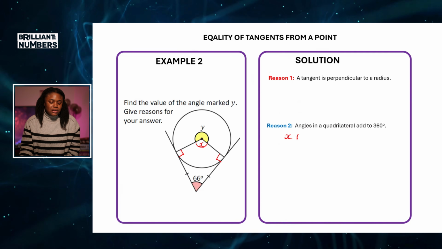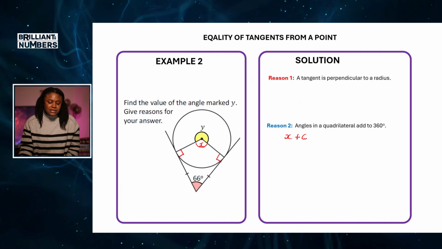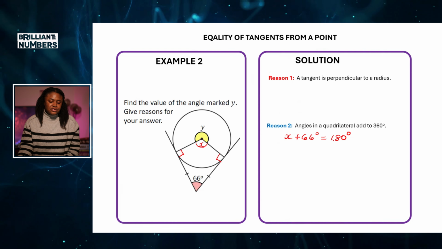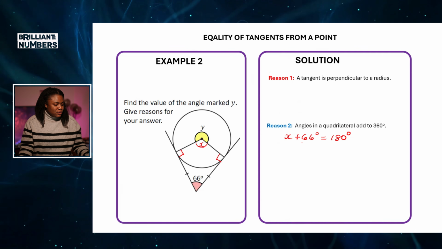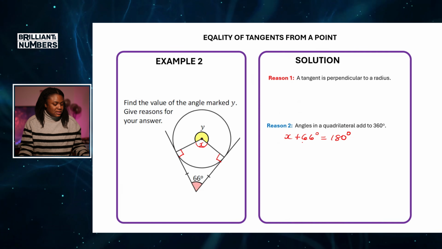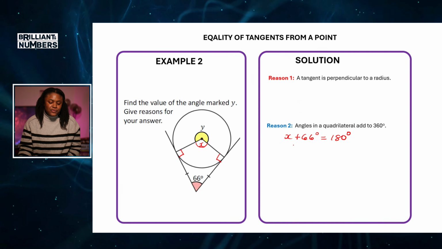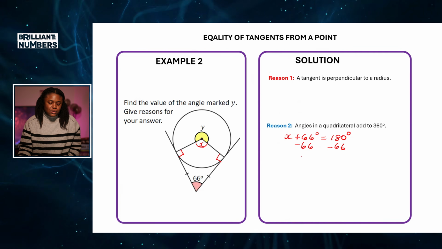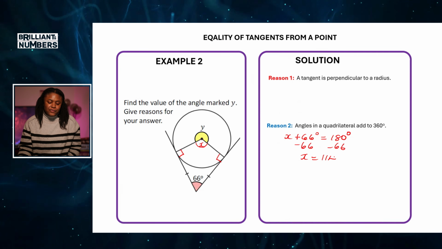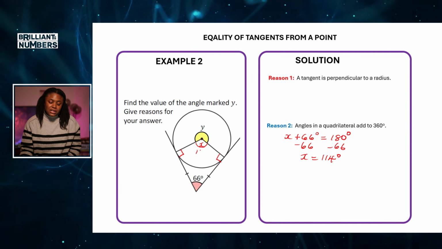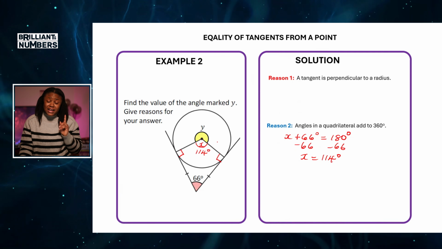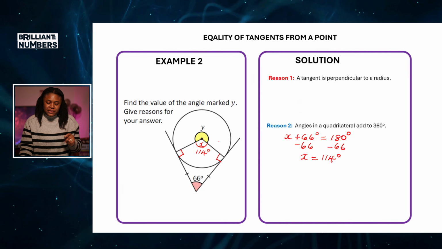So X plus 66 degrees should be equal to 180 degrees. We go ahead and we do 180, take away 66, and that gets us 114. Just going to write that down. So X is 114 degrees. But I was not asked to find X. Rather, I had to find that in order to find the reflex angle.